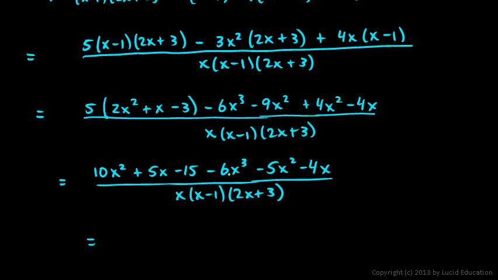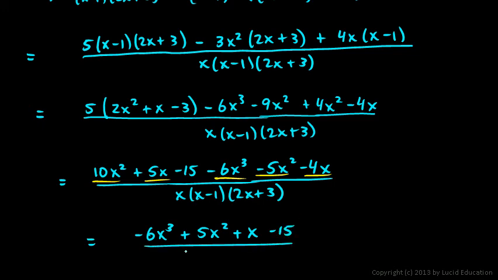And now let's combine all our terms up here, and we'll put the higher power terms first, like we normally do. So negative 6x cubed, okay, that's that. Then I have x squared terms. I have a 10x squared minus 5x squared, so that will be a plus 5x squared. And then I have a plus 5x minus 4x, so that will be plus x, and then minus 15 over this x minus 1, 2x plus 3. And I'm going to call it done at that point. You could multiply this out on the bottom, but it's not necessary. And in general, it's usually easier to deal with things in factored form, so I'll leave that in factored form.